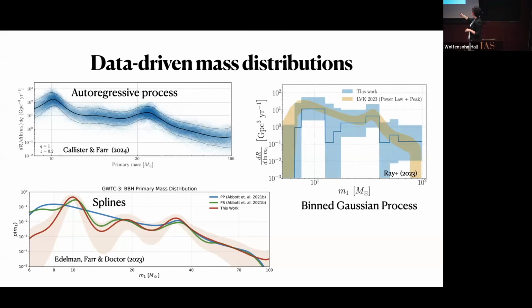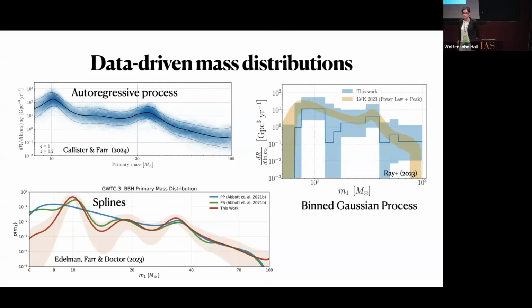Yeah, this also finds possibly something similar to these other ones, where there could be another peak at 10 solar masses. And we wouldn't necessarily know that if we were just doing these parametric phenomenological models, unless we thought to add in another Gaussian and fit for it.